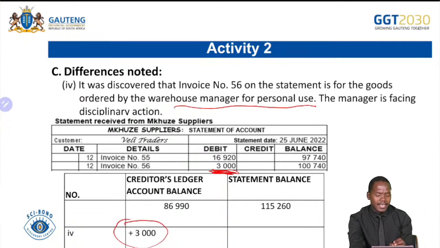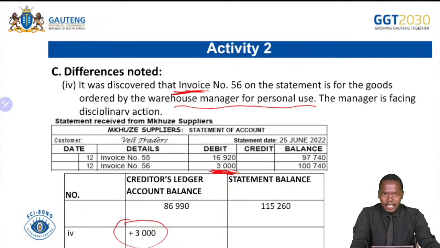This is because it is an invoice omitted. It's an invoice that was not recorded. It was supposed to be recorded, even though it's for personal use of a manager. But he ordered using our account. What are we learning from this? Even though the person ordered it, as long as the person used our name, the person used our invoice records, then we will have to own up to that particular liability.